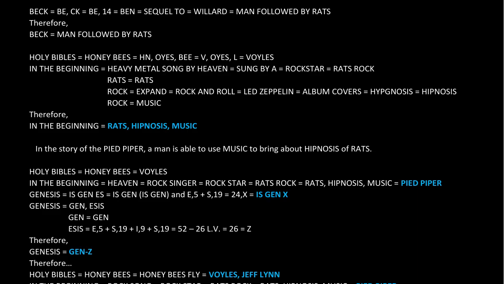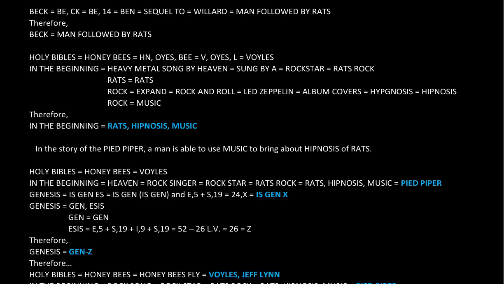The heavy metal song, the song In the Beginning is sung by a rock star. Rock star is an anagram for Rats Rock. Rats is rats. Rock can be expanded to rock and roll, which is sung by Led Zeppelin. Led Zeppelin album covers were designed by Hypnosis, which is a homophone for hypnosis.